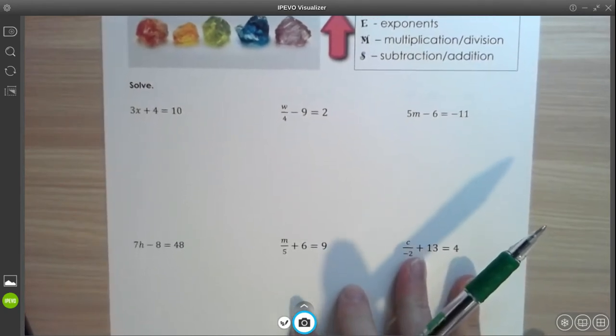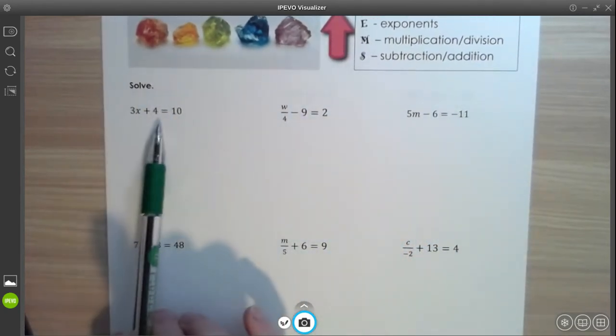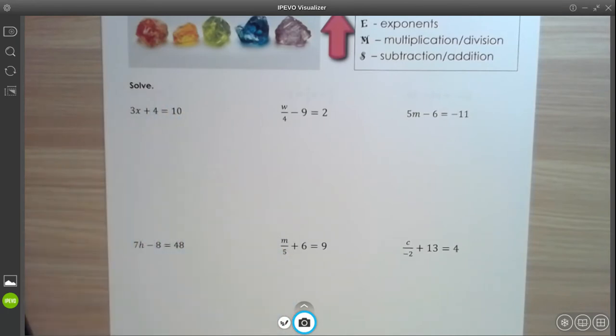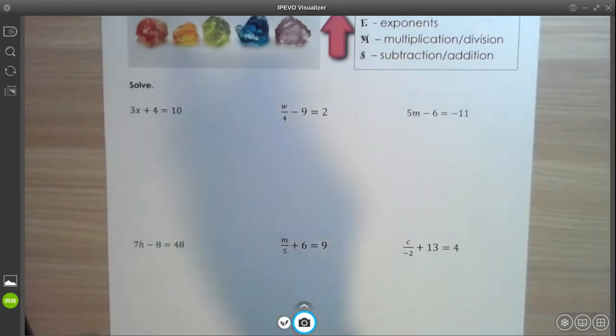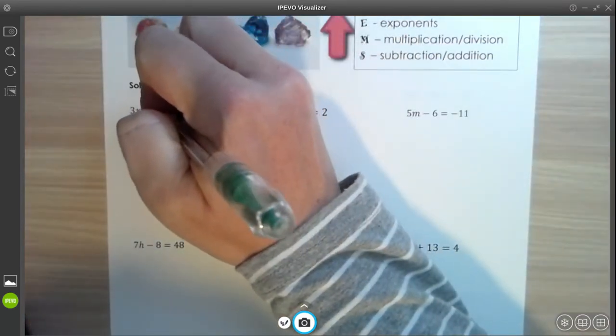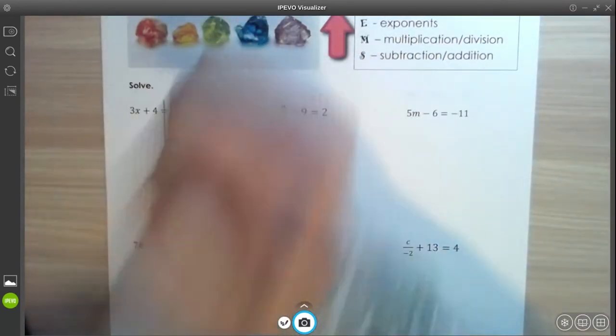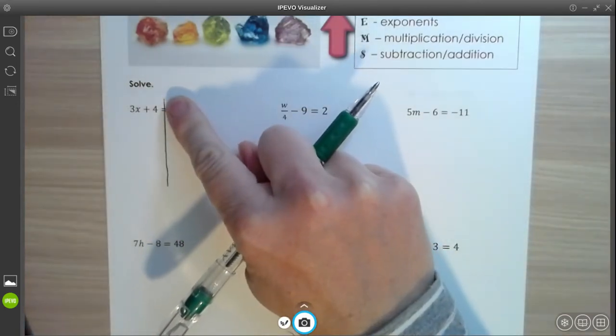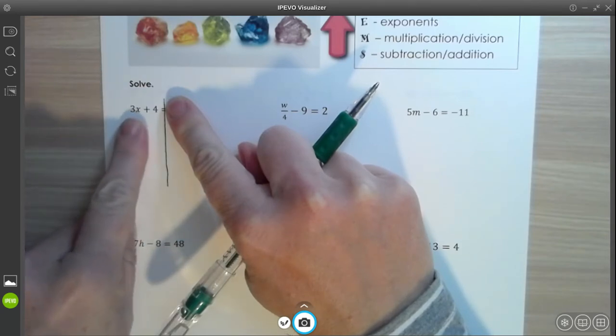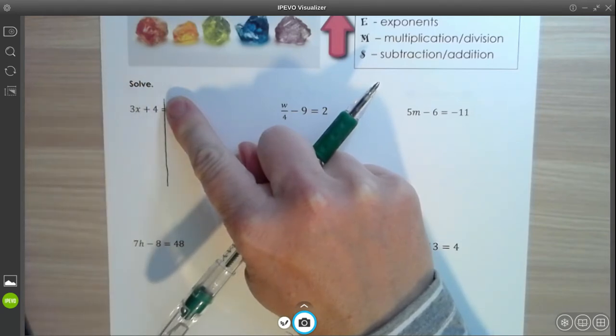All right, so in this problem, we have 3x plus 4 equals 10. 3x means 3 times x, and then we have plus 4 equals 10. Here we're going to continue to draw our dividing line, and I'm going to look at the left side because that's where I have my variable. So here you can see I have 3 times the x, and then I have a plus 4.